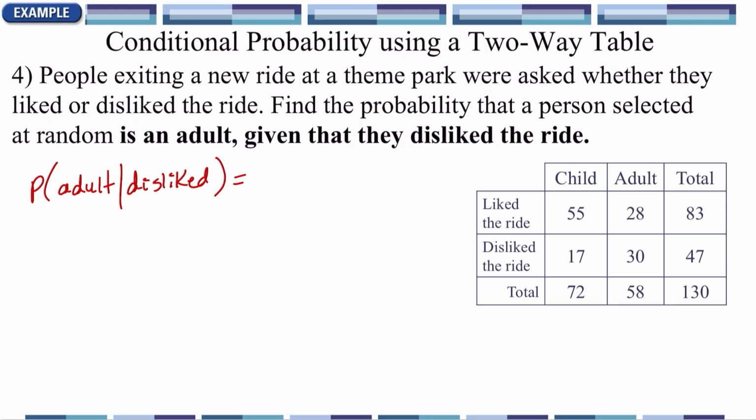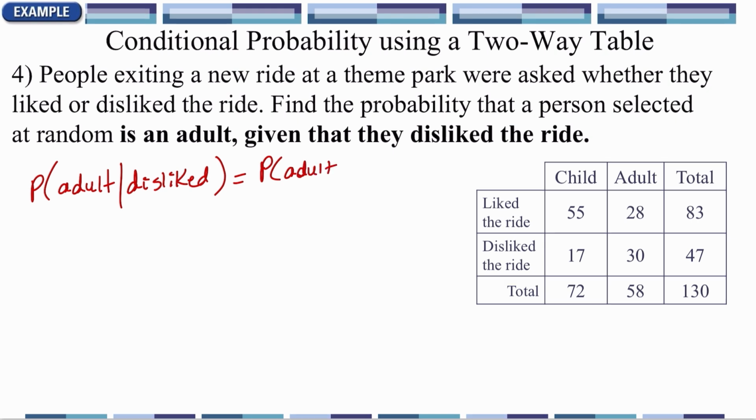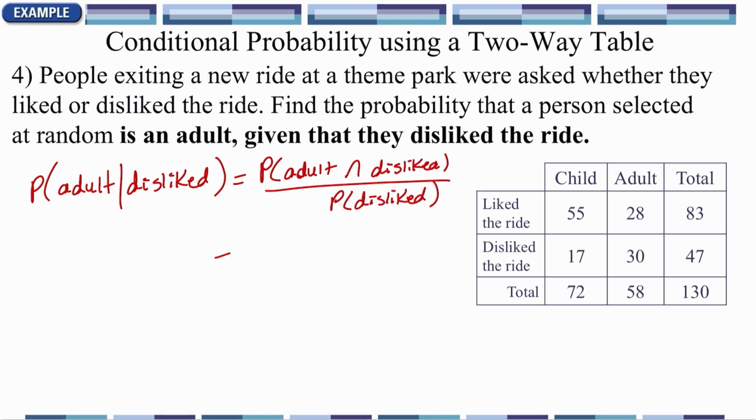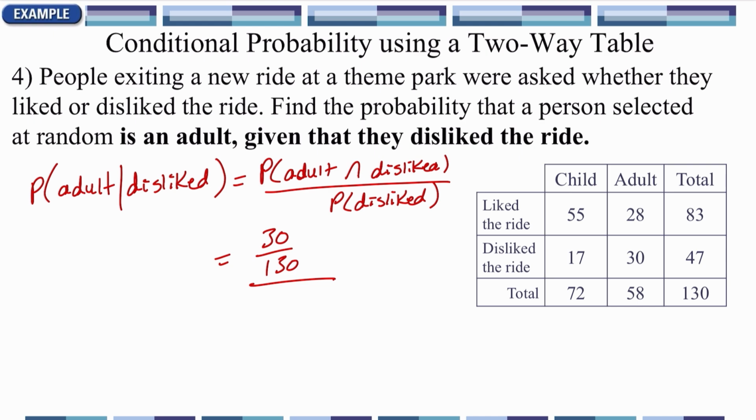Disliked, and that's going to be the probability that they are an adult and they disliked. So the intersection, probability of adult and disliked, divided by the probability that they disliked. So adult and disliked, that's this number right here, that would be 30 out of your total, which is 130. So that numerator would be 30 over 130. And then your denominator for the probability of disliked, well, this is everybody here. The 47 are the number of people that dislike the ride. So that would be 47 divided by 130, which is going to be 30 divided by 47.